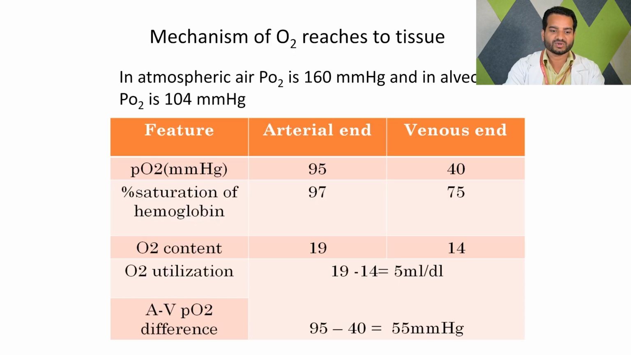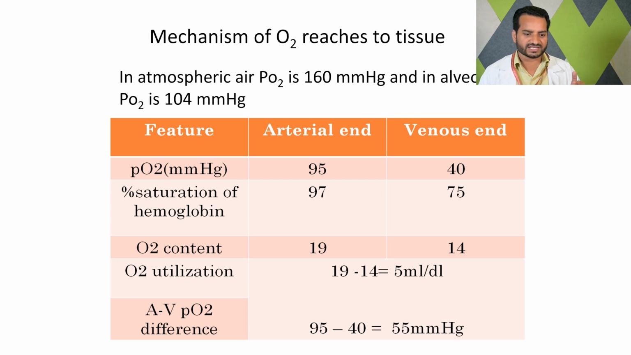So this diagram shows the mechanism of how oxygen from atmosphere reaches the cell. Basically it happens because of the difference in partial pressure across the different structures. Like partial pressure of oxygen in atmosphere is very high, that is 160 mmHg, and in alveoli it is 104 mmHg. So because of the difference between atmospheric partial pressure of oxygen and alveoli, the oxygen reaches from the atmosphere to the alveoli.